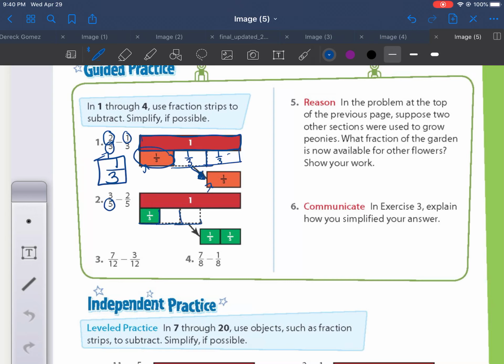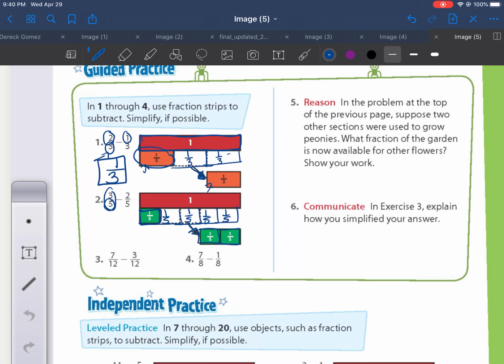Okay, number 2. So the same thing here. If you look at the denominator, there's 5. So there's 1 part, 2 parts, 3 parts, 4 parts, 5 parts. And they're all fifths. We have 3 of them. 1, and then 2 and 3.